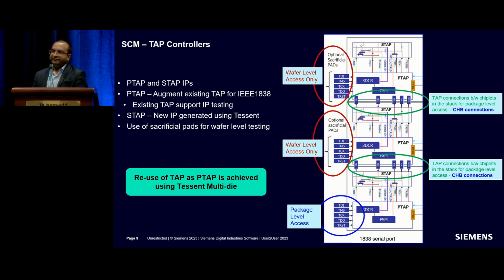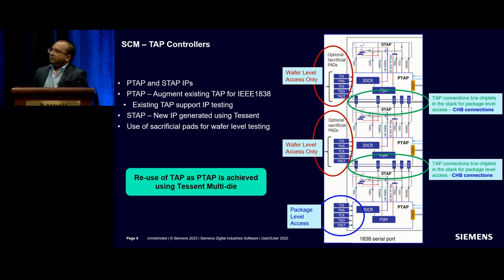So there are sacrificial pads attached to each die, other than the base die or the bottom die, where you can access the tap controller at the wafer level. And at the package level, that is done through something called PTAP. PTAP is nothing but your standard tap controller, but it has support for 3D. You can think of it as the existing tap controller for all practical purposes.